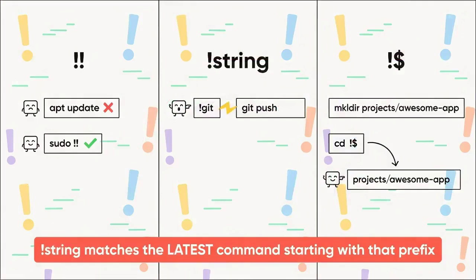!! repeats the previous command verbatim, the classic fix for a forgotten sudo. !string reruns the most recent command starting with that prefix, and !$ grabs just the last argument, perfect for chaining operations on the same file or directory.